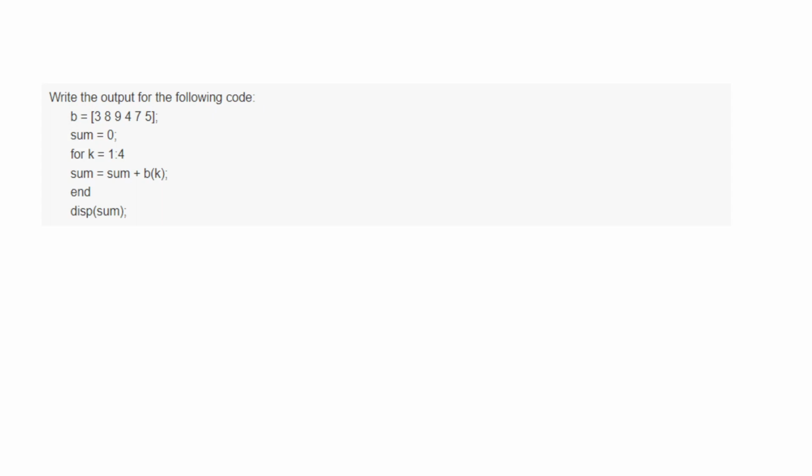For this, just as I was saying, remember that the indexing starts from 1, not from 0. So B of 0 is not equal to 3, B of 1 is equal to 3. I'll give you a minute. This is also very easy if you are familiar with this.